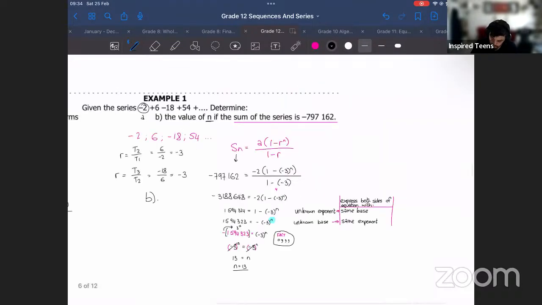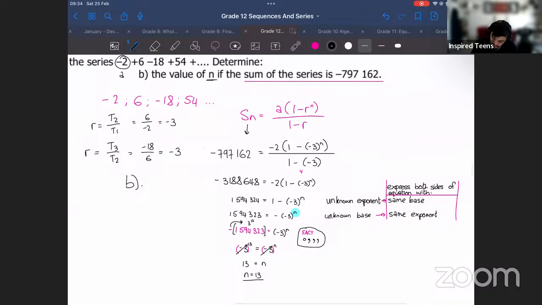I even forgot what question we're doing, but yes, to solve this equation, which is basically the value of n if the sum of the series is negative 7972. So basically we have the sum of everything. We use the sum formula, work backwards to calculate, when we sum up everything, how many terms did we actually sum up? We added together 13 terms to get that.